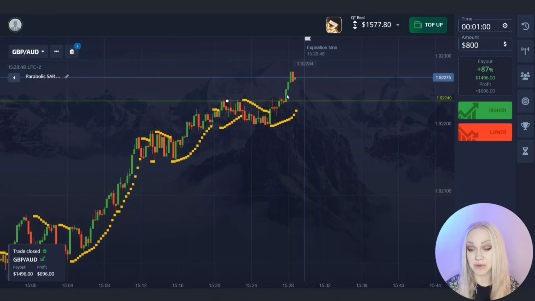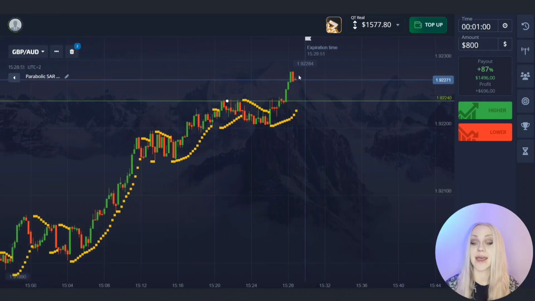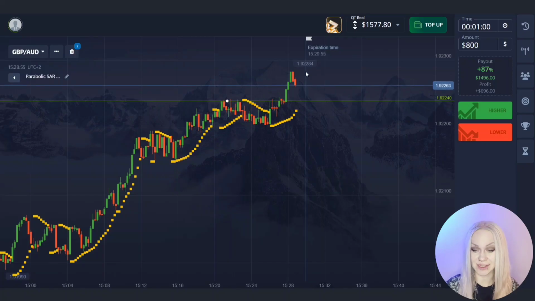The price continued to move up, this level was broken through, and this is where we make a profit. We just made money on breaking through the resistance level. So as you can see, the indicator was right and gave us a good entry point.